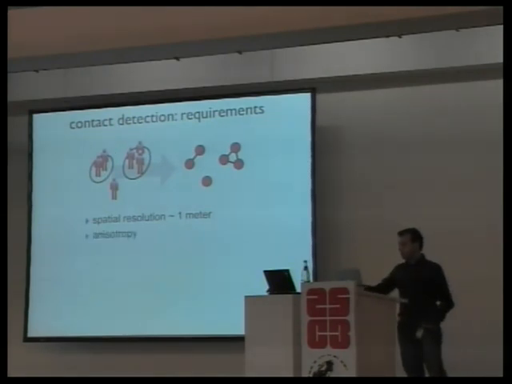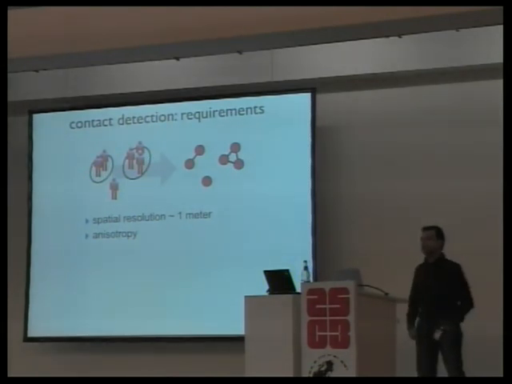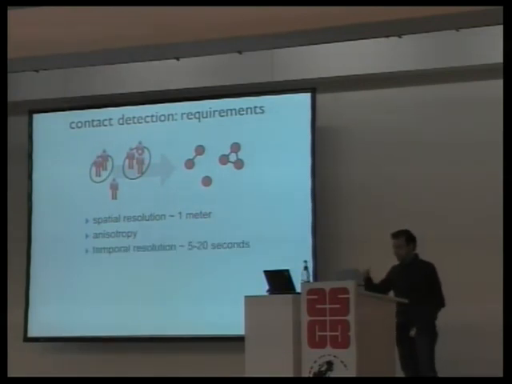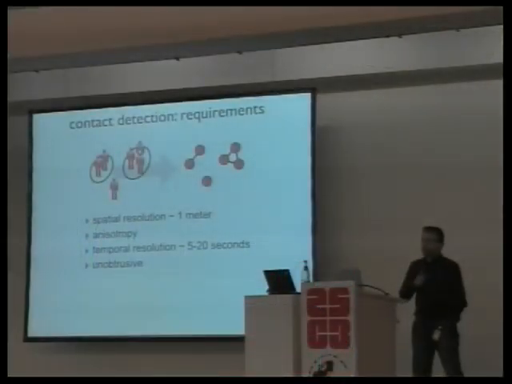Then there is an issue of anisotropy. I mean, two people facing each other is different from two people facing away from each other. And if you look just at position, you're not able, of course, to resolve this. And the other thing is that you need a temporal resolution of the order of the scale over which people move around, which is like 5-10 seconds, the time it takes for a social contact to be established and broken, in a sense. This is the fastest time. And of course, it needs to be unobtrusive. You need to have small devices.